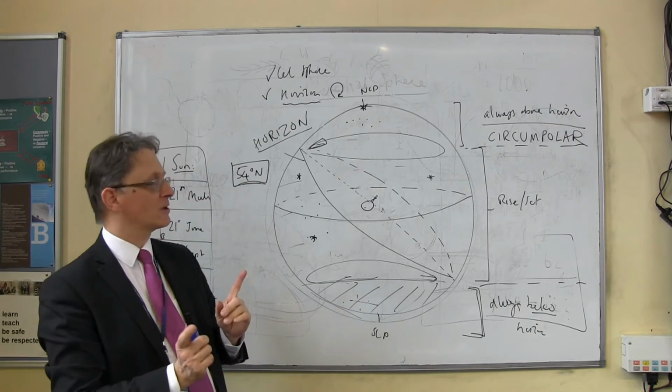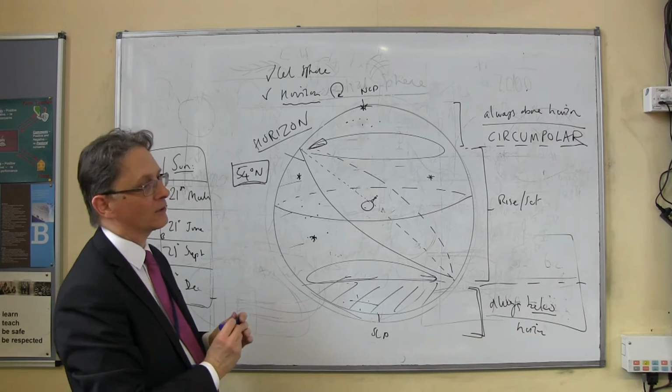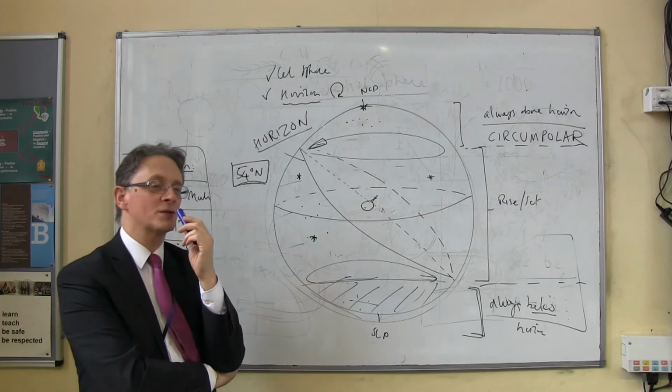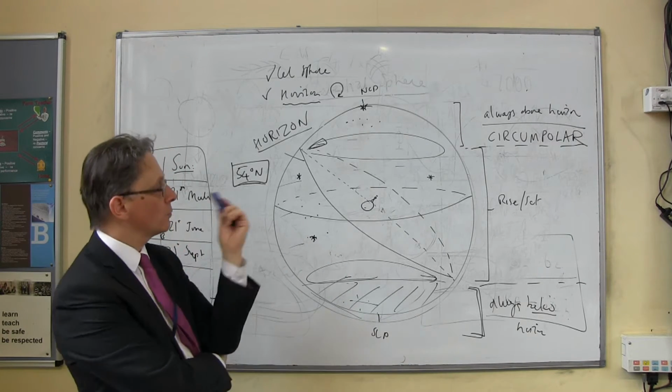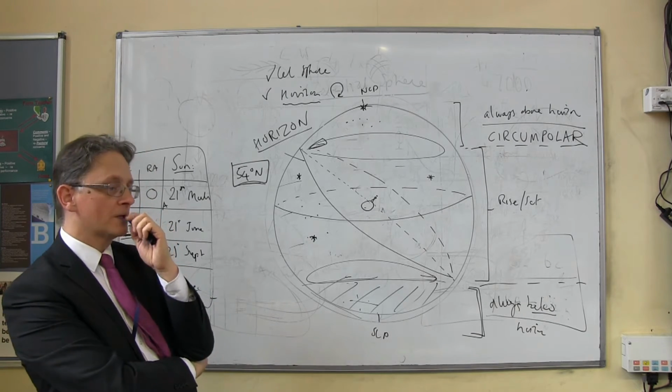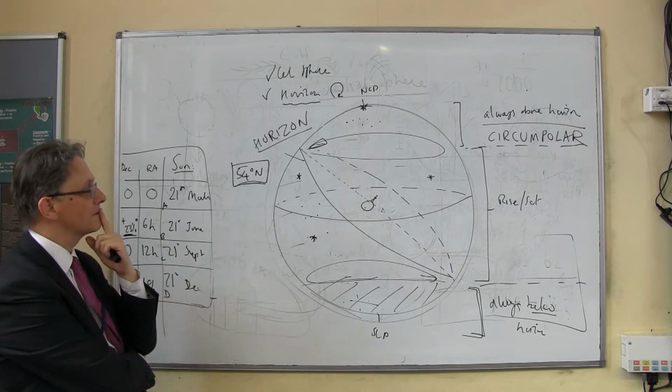Final thing to finish this off is to work out this angle. If I said to you, I'm thinking of a star, it has a declination of 40 degrees. Which of the three regions do you think it's going to be in? With a declination of 40.